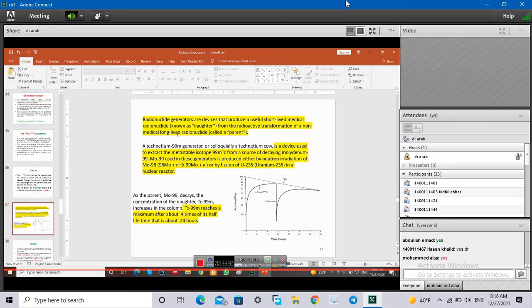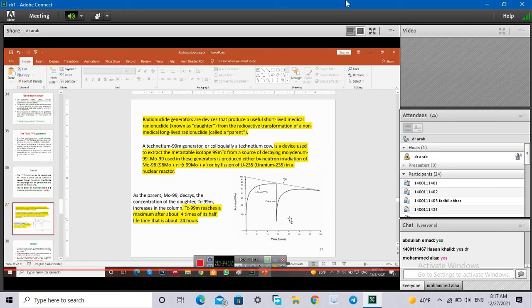The main point that you should consider in the generator is related to the time that we can reach the highest amount of daughter. As far as you remember, in the generator we have production, and in each generator we can milk technetium 99m about 4 times. After that, the generator should be replaced.